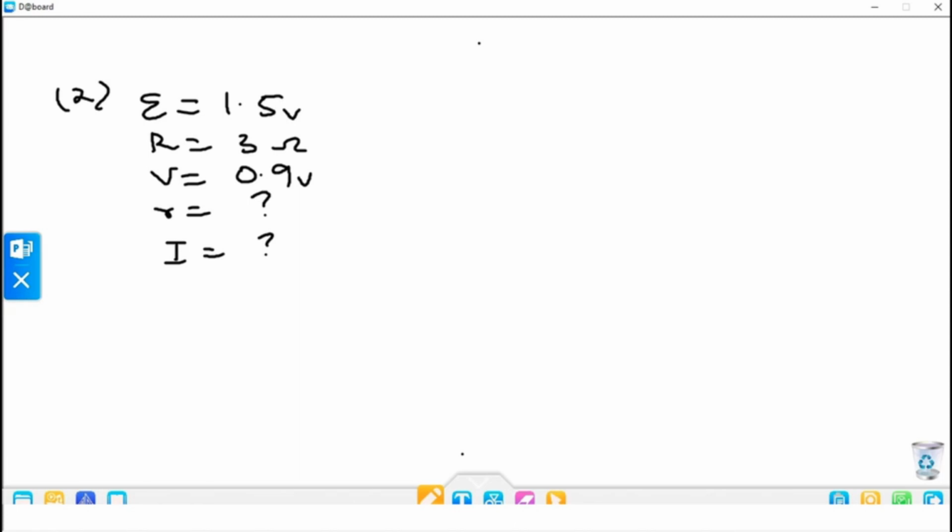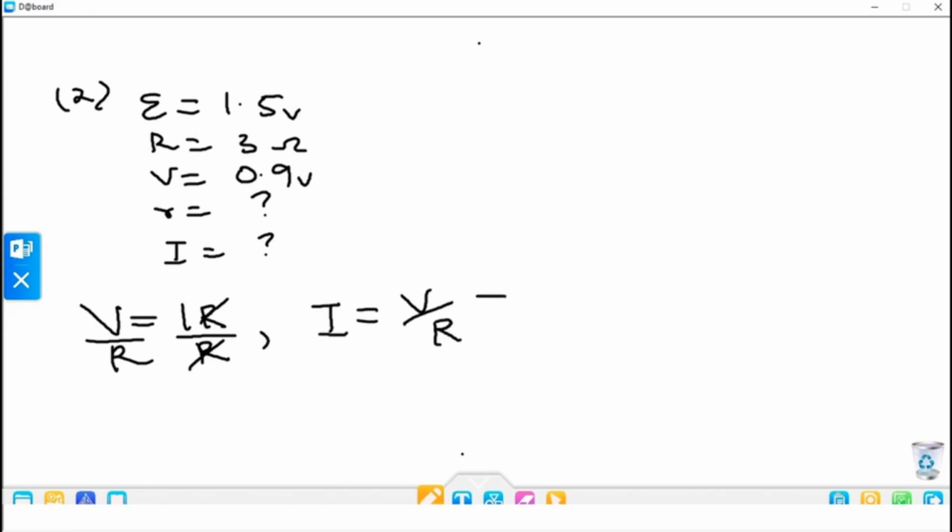We can get our current from Ohm's law. So using Ohm's law, our V is equal to IR. Making I the subject, this and this will go. So our I now is equal to V all over R. Our V is given to be 0.9, our R is 3. So when you divide 0.9 by 3, you get 0.3 ampere. So that's the value of our current.